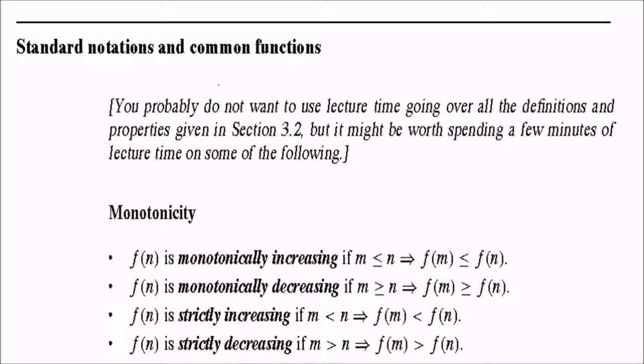Okay, standard notations and common functions which we are going to use. Monotonicity. What is this? If f(n) is monotonically increasing, then for every m less than or equal to n, f(m) should always be less than or equal to f(n). If it is decreasing, then m greater than or equal to n means f(m) is also greater than or equal to f(n). Strictly increasing means we remove this equal to sign. Strictly increasing means m less than n implies f(m) is less than f(n). Strictly decreasing means m greater than n implies f(m) is greater than f(n).